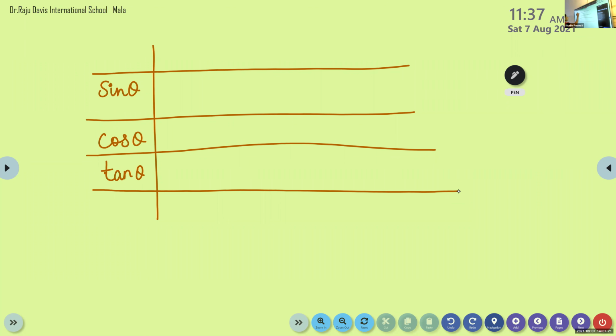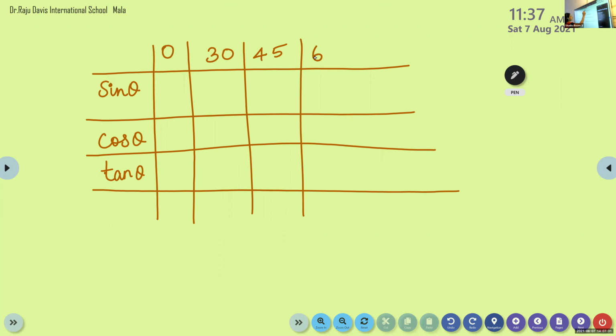Here the specific angles we are considering are 0, 30, 45, 60, 90. So listen, sin 0. Sin 0 the value will be 0. Sin 30 the value is 1 by 2.